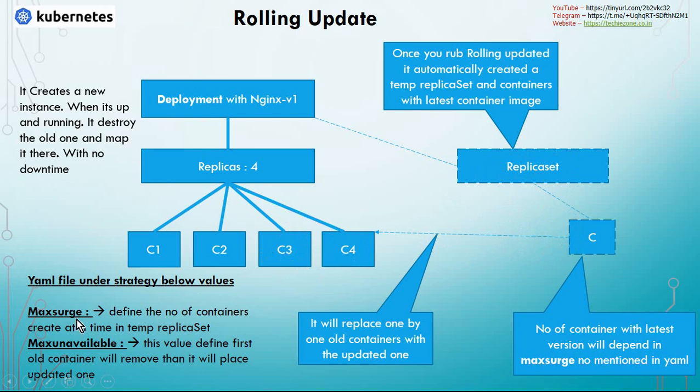Also in maxSurge, we can use either a number or a percentage. Suppose we have four instances and we want to replace them one by one; we can use 25%. Then it will create one instance, and once it's functional, it will destroy one old one and replace it. If I use maxSurge as 50%, then it will create two instances, destroy two old ones, and replace them. This is the automatic process which is going on.